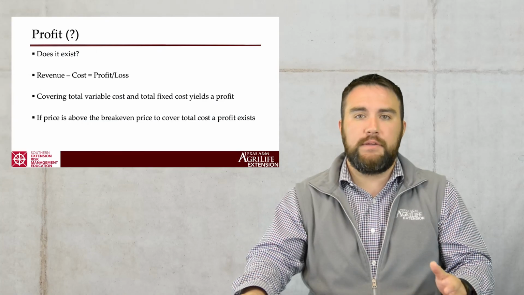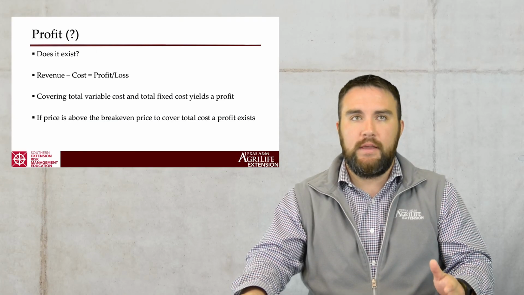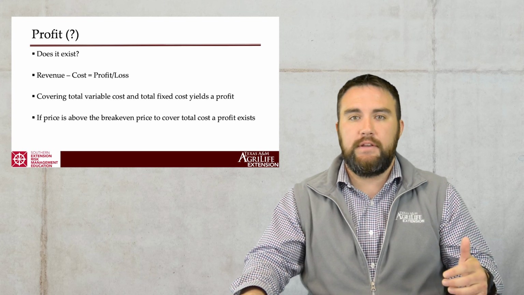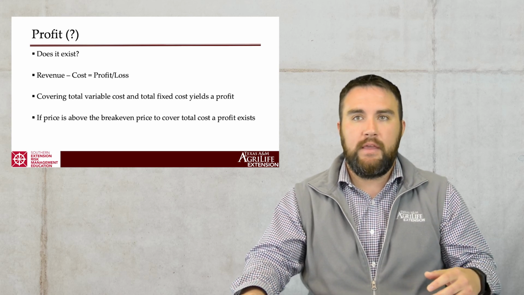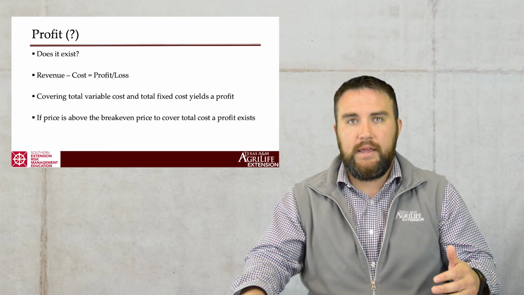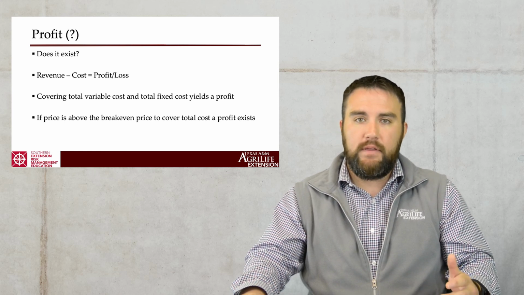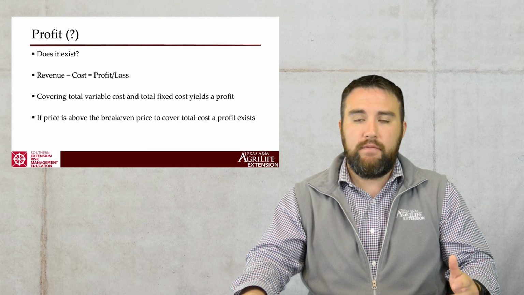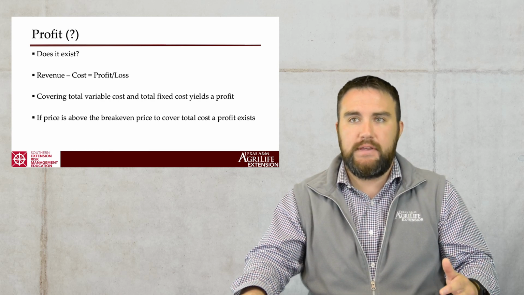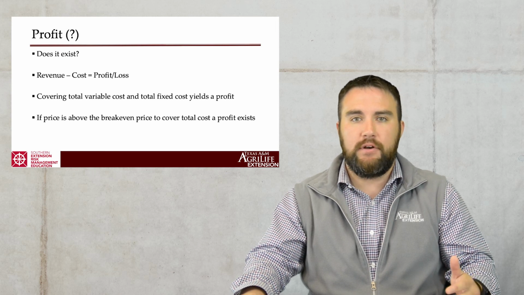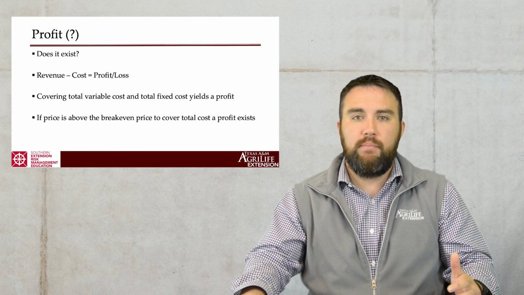Profit now, the last component, the thing we're all really interested in. Does profit exist? Profit is revenue minus cost, and that's going to yield us either a profit or a loss. Covering total variable costs and total fixed costs yields us a profit, and if the price is above the break-even price to cover average total costs, that means that we're going to have a profit available to us. This is the goal that we're all after, and this is why you sit down and build your own budgets.